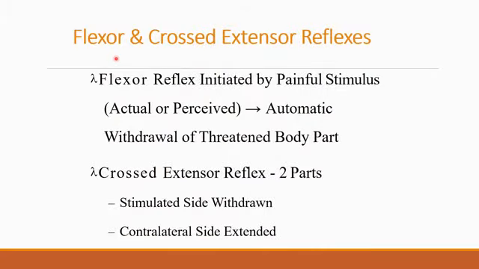And lastly, coming to the flexor withdrawal reflex and crossed extensor reflex. The flexor withdrawal reflex is initiated by a painful stimulus, which is actual or perceived, and the response is automatic withdrawal of the threatened body part. In the crossed extensor reflex, we have two parts. One is the stimulated side withdrawn: the limb which is stimulated will be withdrawn, and the other, contralateral or opposite side limb will be extended.